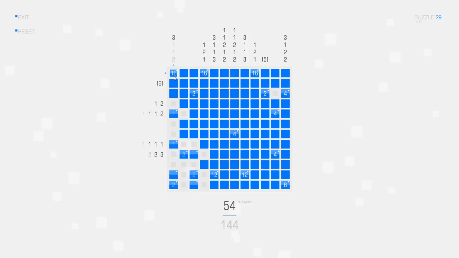I have three connected squares at the top. Easy peasy. Then I have one separate square at the top of this column. Let's delete this one here.